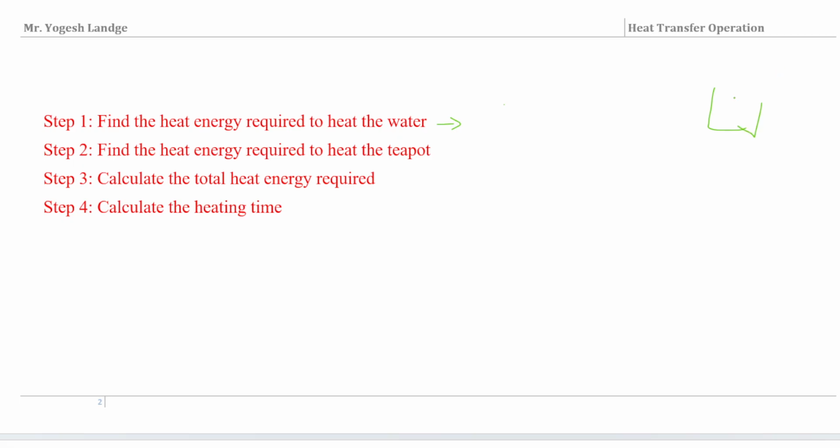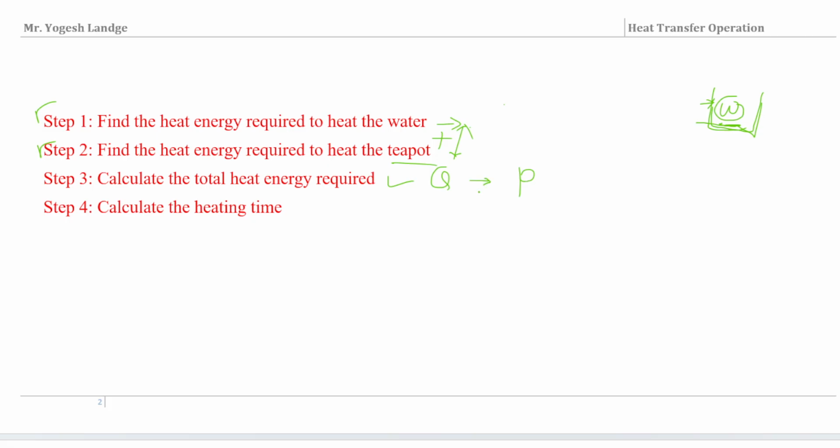In that pot we have water, and again the heat required for the pot, because obviously heat is absorbed by this pot as well as by the water, and the power is given by the heater. So first, try to get the heat energy required to heat the water. The second case is to find the energy required to heat the teapot also. And lastly, the addition of these two will give the total heat energy required, which is noted by Q, and the power that we supply by the heater, that is P.